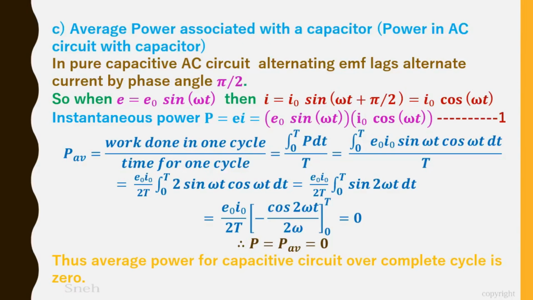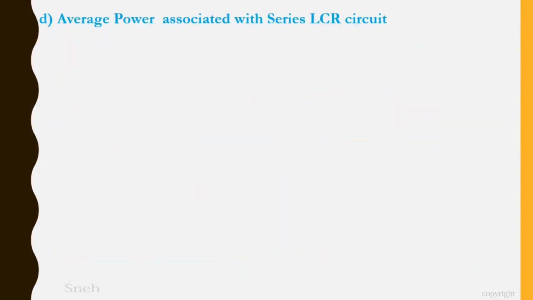For capacitive and for inductive circuit, average power is 0. We'll discuss average power associated with LCR circuit. In LCR circuit, we know that there is EMF, there is inductor and also capacitor. And in general, when we discussed the series LCR circuit, we have seen that alternating EMF may lead or may lag alternating current by phase angle phi.